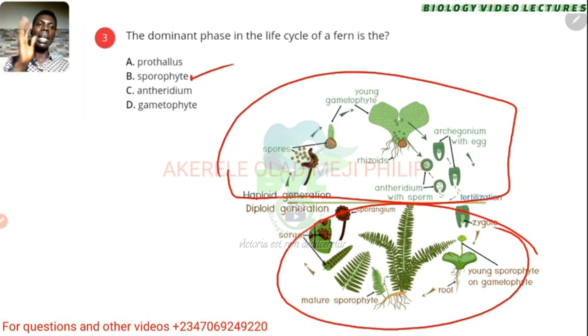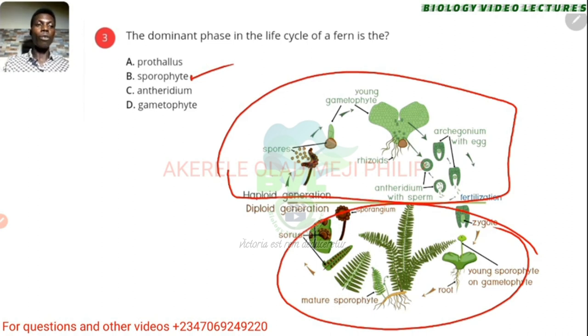Now, when you say something is dominant, it means that phase is more obvious. Not only is it more obvious, it is the phase that has the major structure. It stays longer. It's not short-lived. That's what it means to be the dominant phase, unlike bryophytes, where the dominant phase is the gametophyte. If you have seen my lecture on taxonomy, this will make even more sense to you.